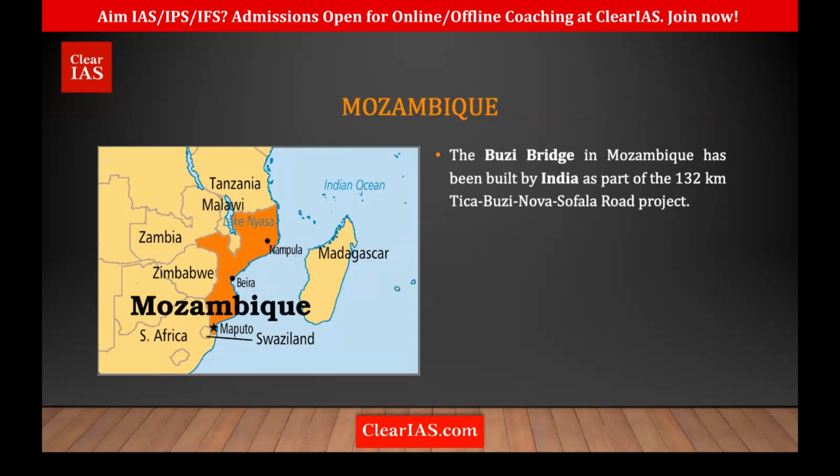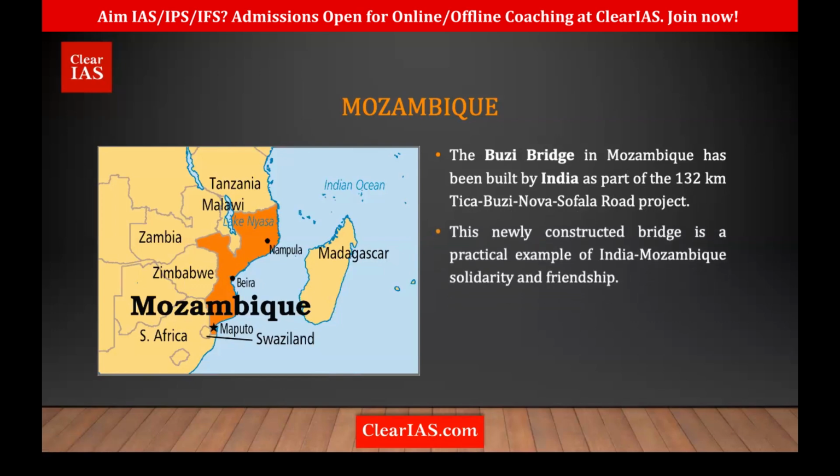As a part of this, the Tica, Buzi, Nova Sofala road project is there. As a part of that road project, India is constructing a bridge for Mozambique. That is why Mozambique is important. It is an example of India-Mozambique solidarity and friendship. So whenever there is a UPSC mains question regarding Indo-African relationship, you can always give the Buzi Bridge as an example.